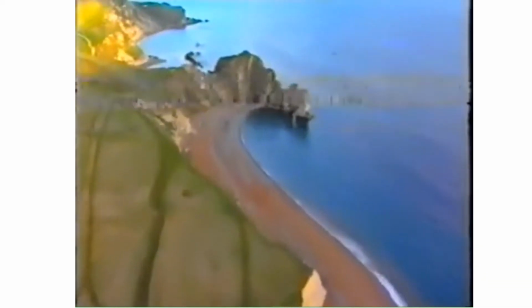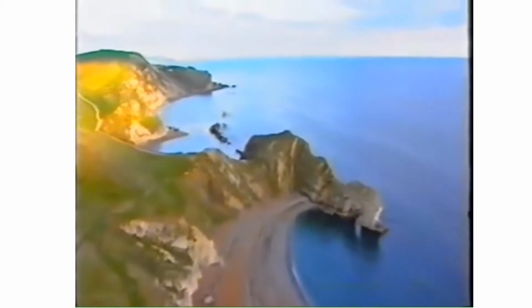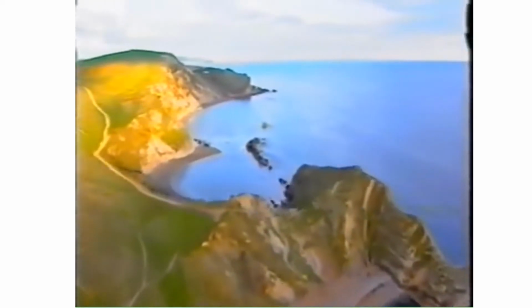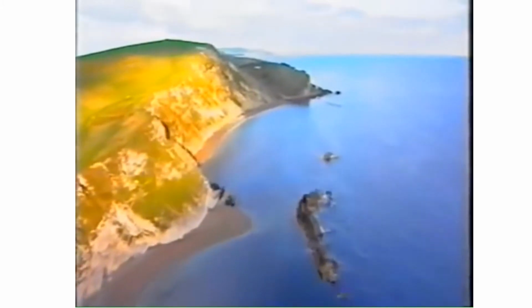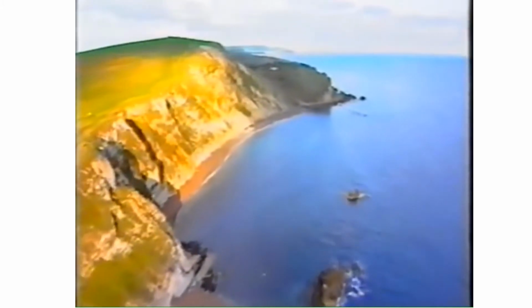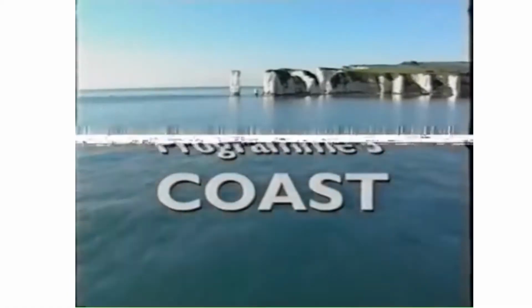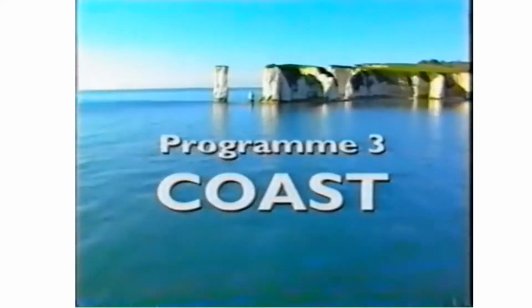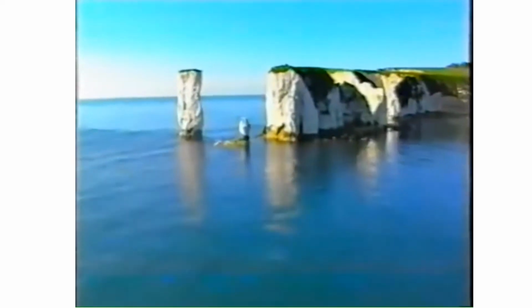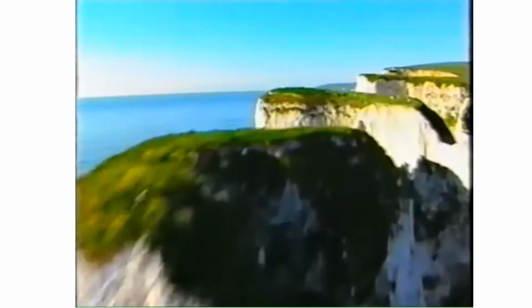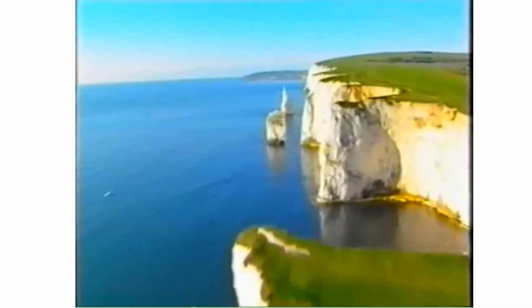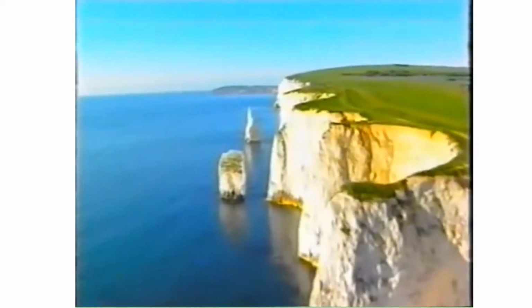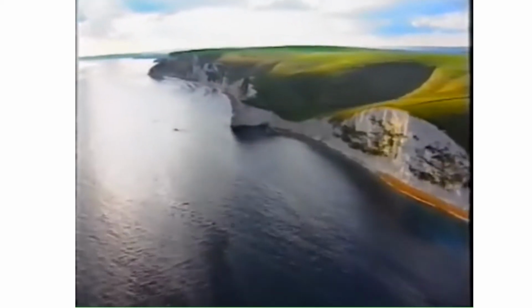This film is about a frontier. You won't find it marked as a red line on a map, yet it's 5,000 kilometers long and runs around the edge of Britain. It's the coastline. This frontier that looks so permanent is in fact constantly changing in detail. The coastline is a battleground between land, sea, and human activity.